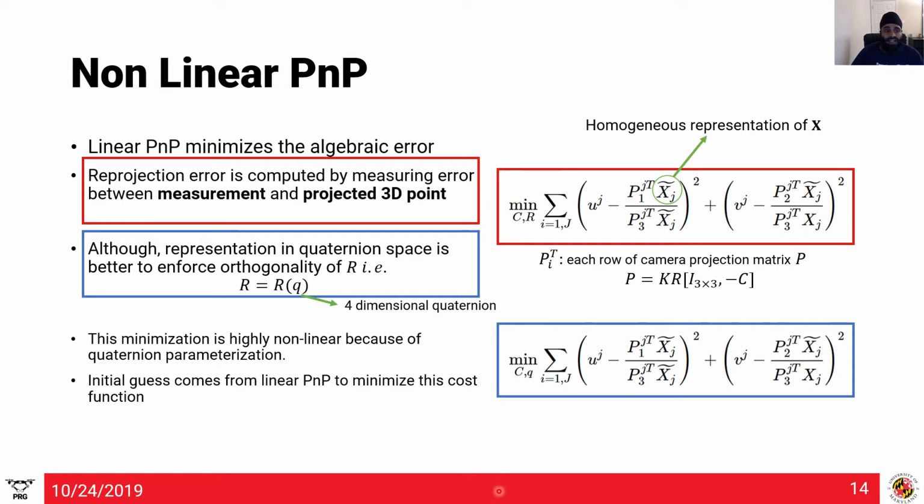Another point is that my initial guess comes from the linear PnP to minimize the cost function. Same as with triangulation, where I do linear triangulation and then use those estimates to solve for nonlinear triangulation because I want to start with a good estimate. Same thing here: I do linear PnP, which is not bad, and I feed that estimate to my nonlinear PnP to get a much more robust pose. In Python you can use scipy.optimize.least_squares. There are two algorithms that are a little different, but they will do the job for you.